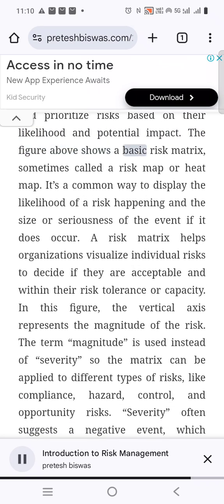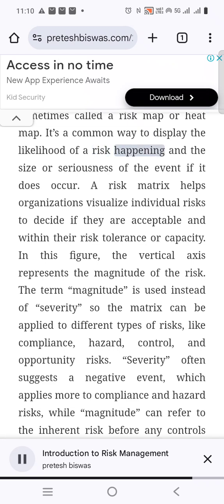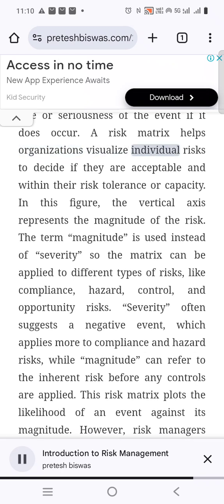The figure above shows a basic risk matrix, sometimes called a risk map or heat map. It's a common way to display the likelihood of a risk happening and the size or seriousness of the event if it does occur. A risk matrix helps organizations visualize individual risks to decide if they are acceptable and within their risk tolerance or capacity.